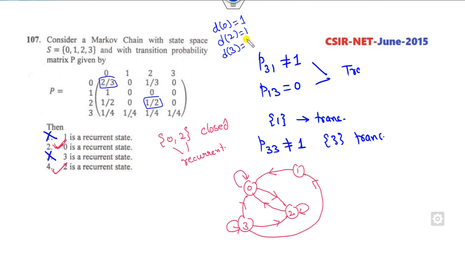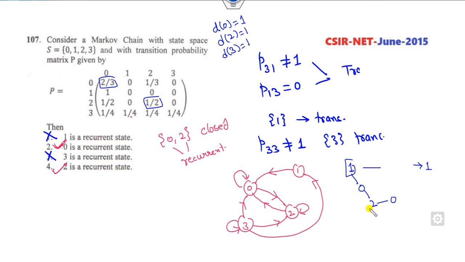Fine. Now, how can you check whether 1 is transient? It means you can start from 1. Is it possible that you can come back to 1 through each path? If I go from 1 to 0, 1 to 0, then 0 to 2, I can go from 0 to 2, and then 2 again I can go back to 0, but I can never come back from 0 to 1.